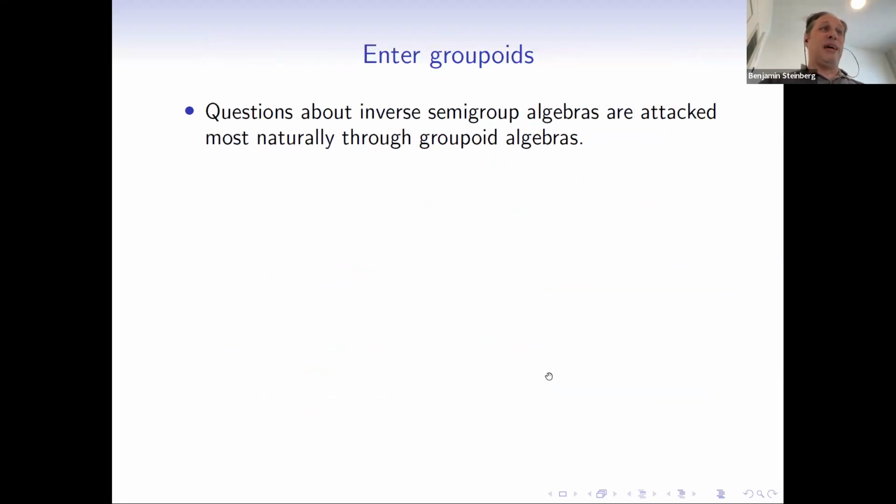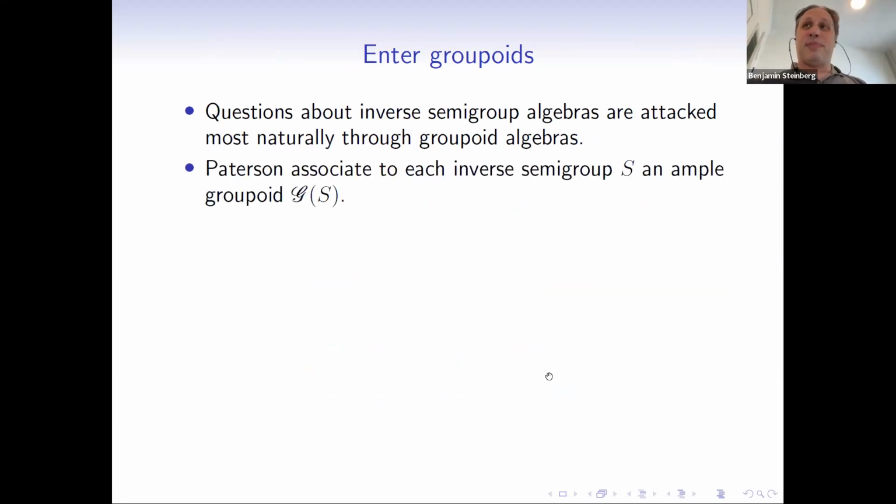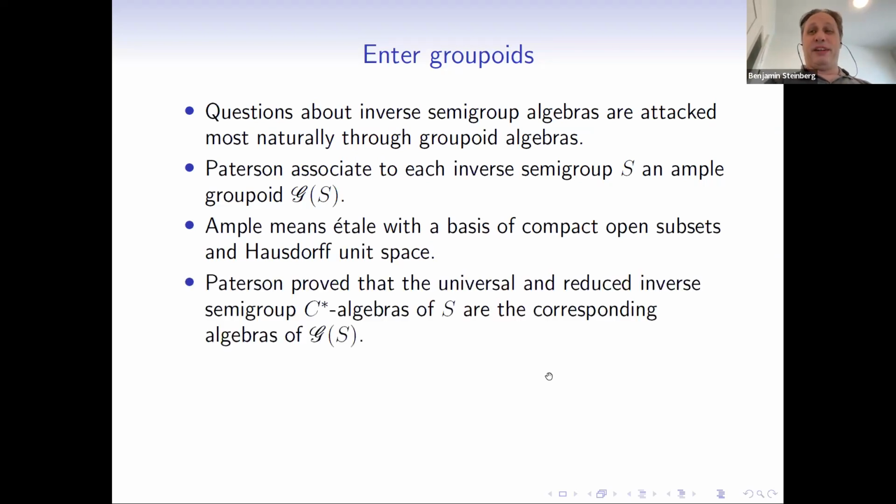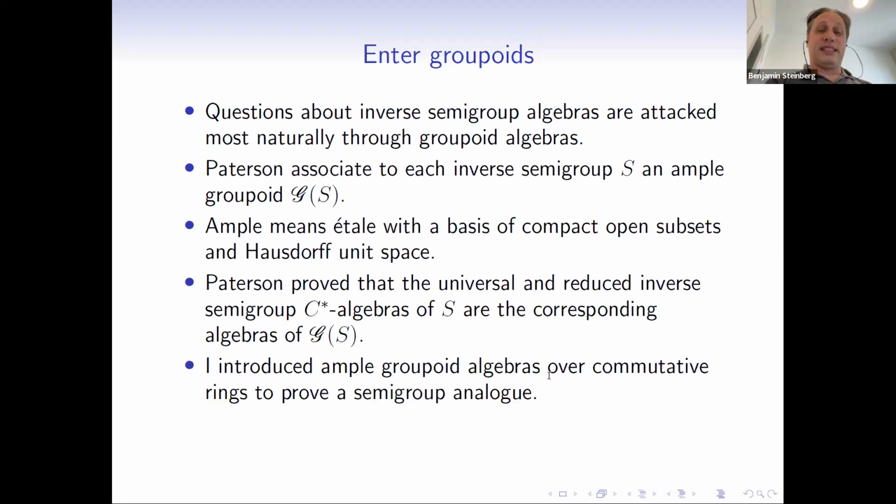But in my opinion, the best way usually to deal with inverse semigroup algebras is to use groupoid algebras. Back in, I guess, maybe the 90s, Paterson associated to each inverse semigroup an ample groupoid, which he called the universal groupoid G of S. Here, I guess everybody knows ample means it's étale and it has a basis of compact open subsets of the Hausdorff unit space. And Paterson proved that the universal and reduced inverse semigroup C-star algebras are the corresponding algebras for this groupoid. And so I introduced ample groupoid algebras over commutative rings to prove a semigroup analog of this.